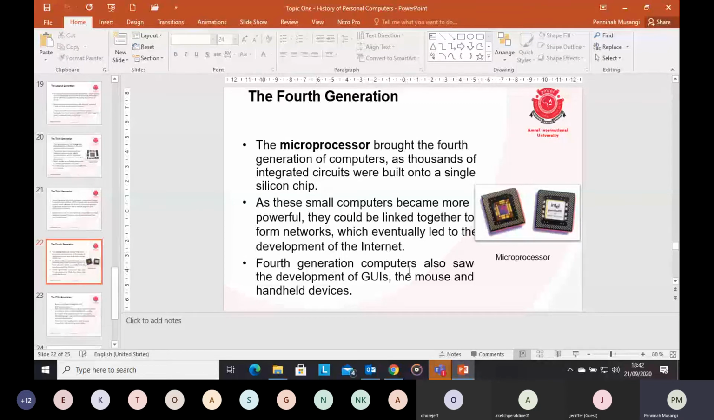Also in the fourth generation, computers saw the development of the graphical user interface. Computers came with drop-down menus and icons, which you can relate with, which you can see and click, and all that. And then the use of the mouse and the use of handheld devices to navigate across the menus and the drop-down icons.